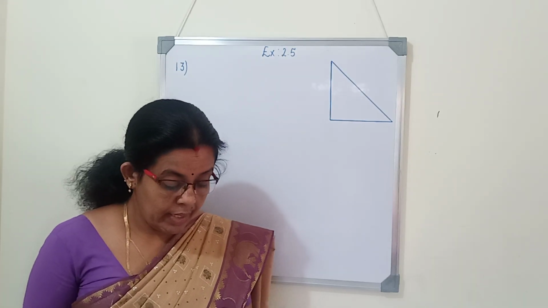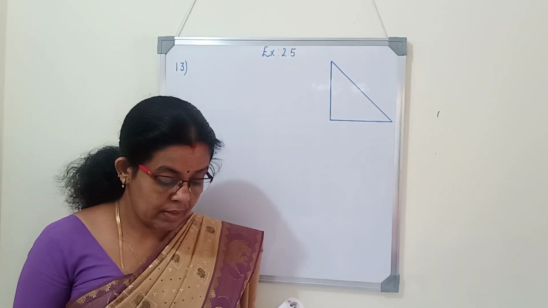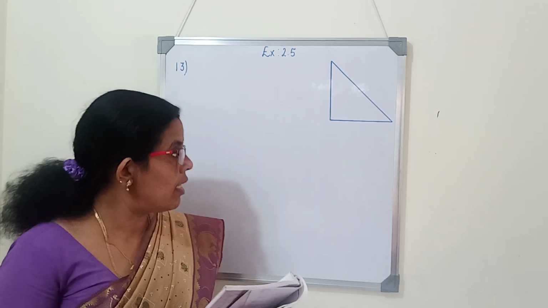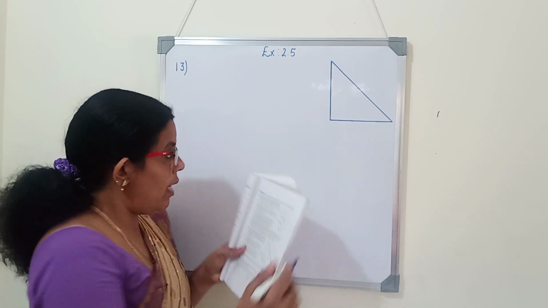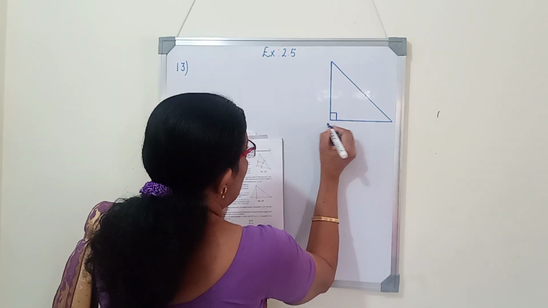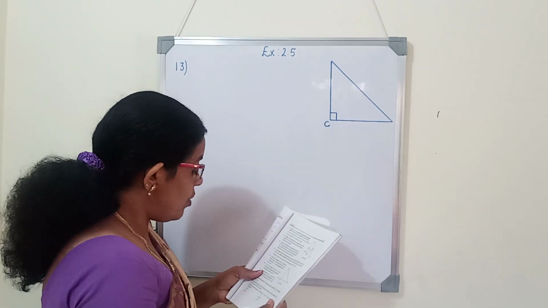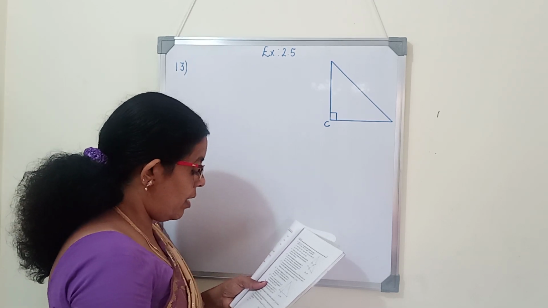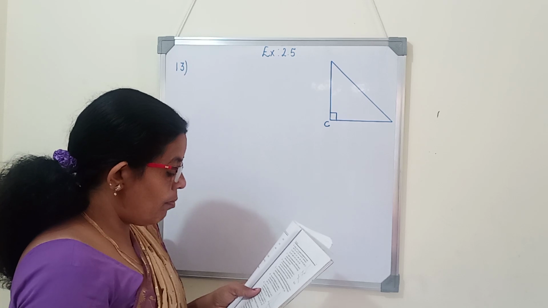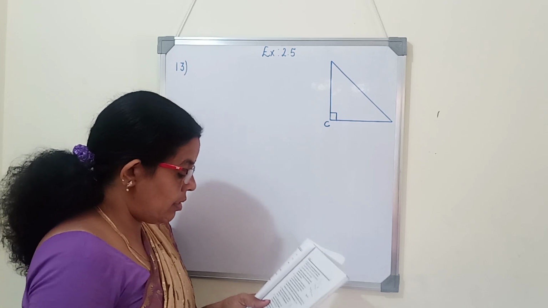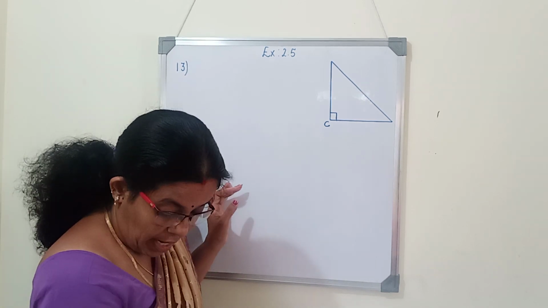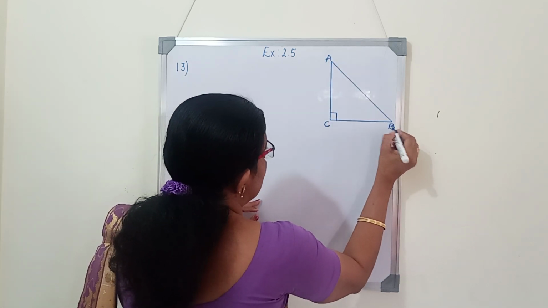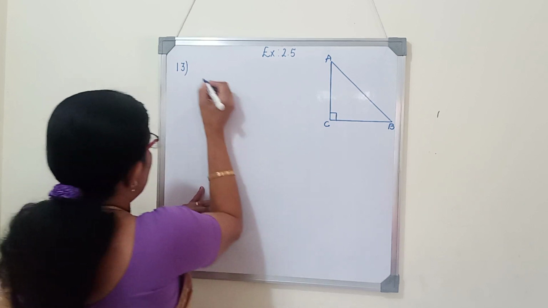Next question. D and E are points on the sides CA and CB respectively of triangle ABC, right angle at C. So right angle triangle at C. Prove that AE square plus BD square is equal to AB square plus DE square. So D and E are points on the sides CA and CB respectively of a triangle ABC. So here A, B, C, where C is 90 degree.